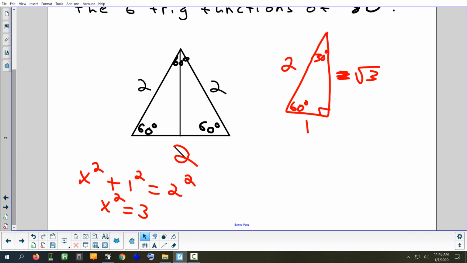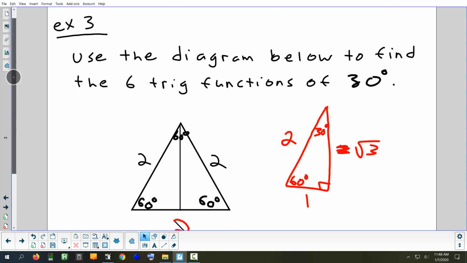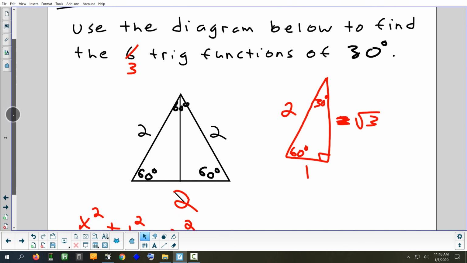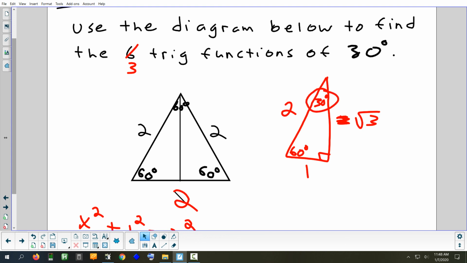Now from here, you're doing exactly the same thing you did in the last problem. We're not going to do all 6. Let's just do the first 3 since we did all 6 in the last problem. Now you have a choice here about the perspective. Is everything here from the perspective of the 30 or from the 60? 30. Right, they tell you in the problem 30. So you're going to pretend like you're standing right there.